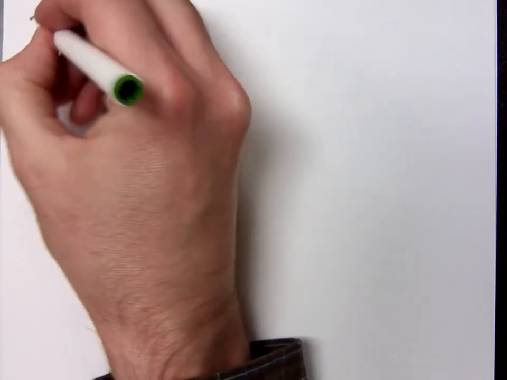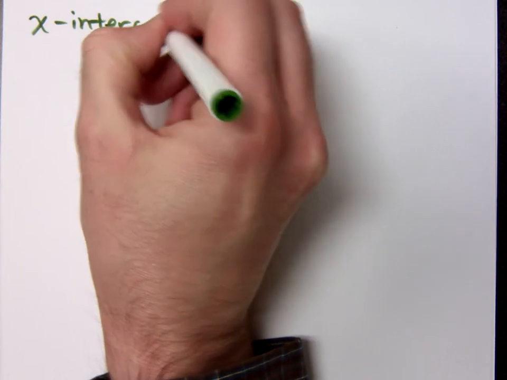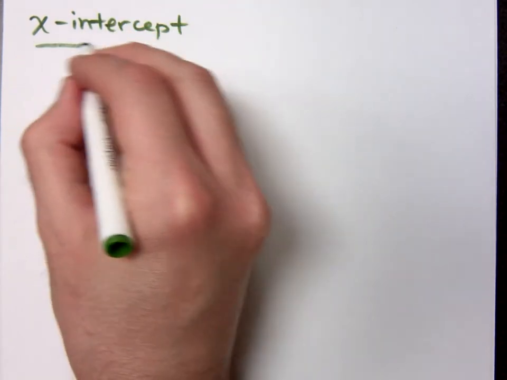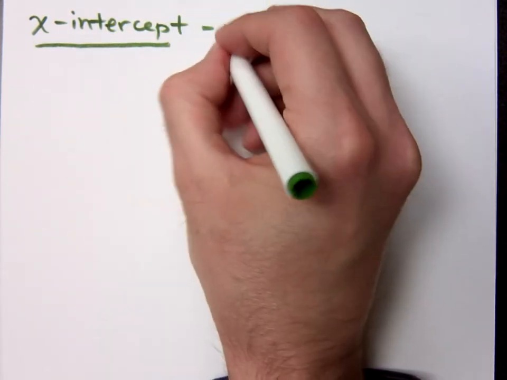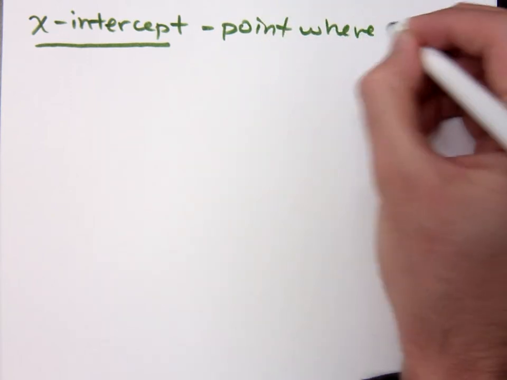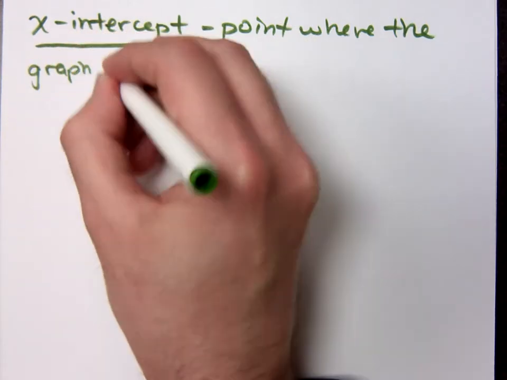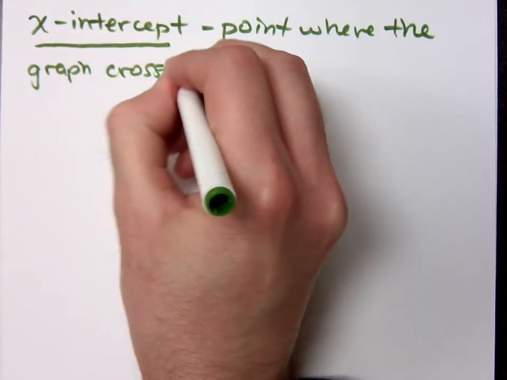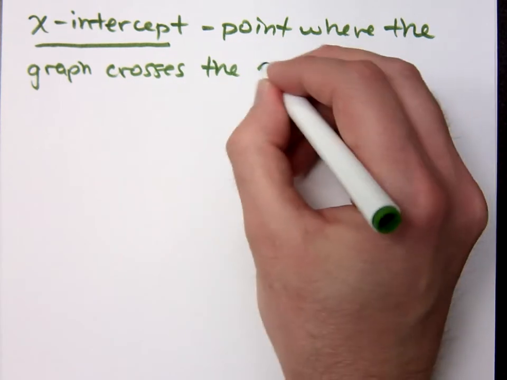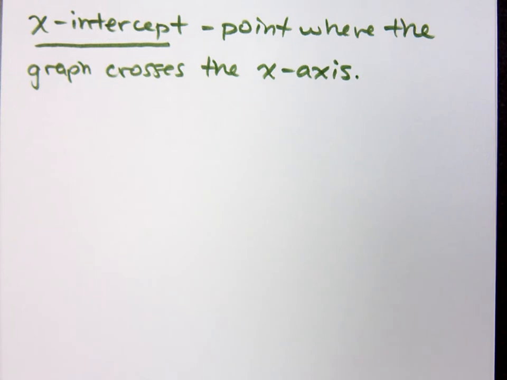All right, so we're going to continue talking about slope, but before we get there, I want to talk about x and y-intercepts. When we talk about the x-intercept, this is the point where the graph crosses the x-axis. It's the point where the graph crosses the x-axis.